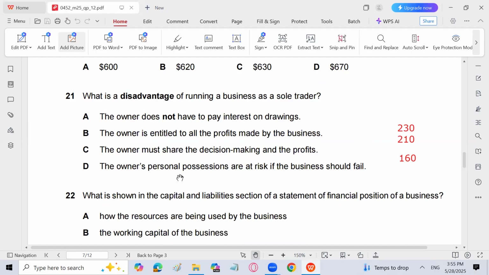The owner's personal possessions are at risk if the business should fail. If the business is not successful, our private investment, our own possessions will be at risk.